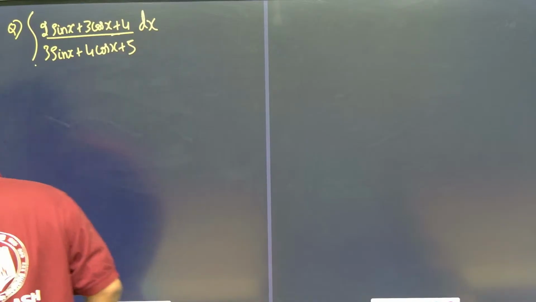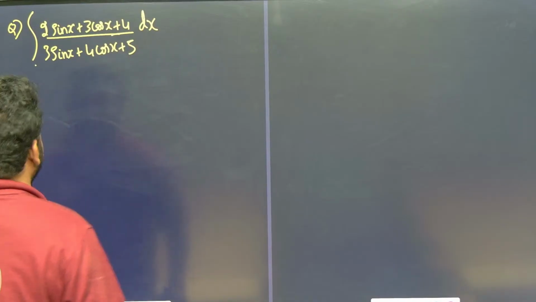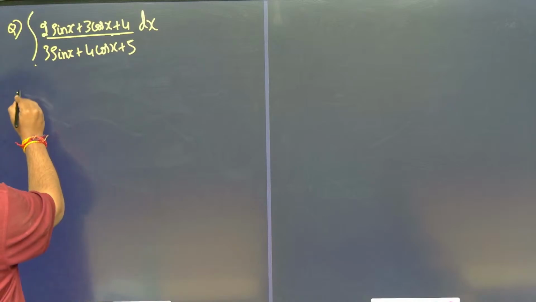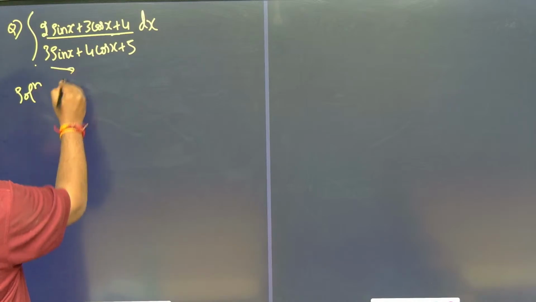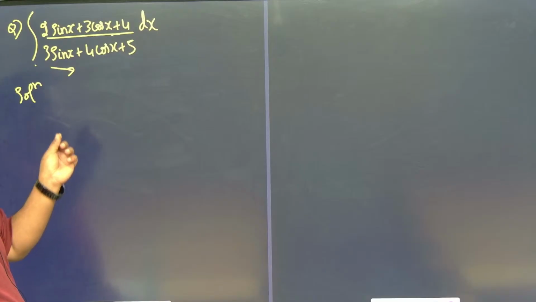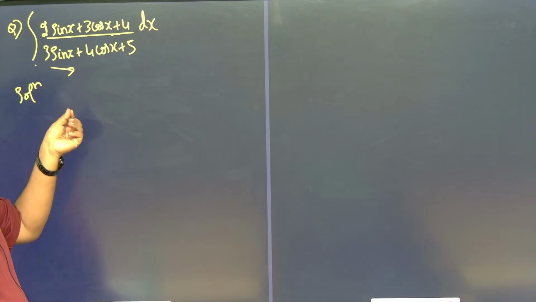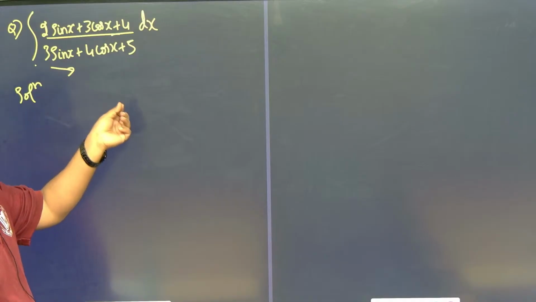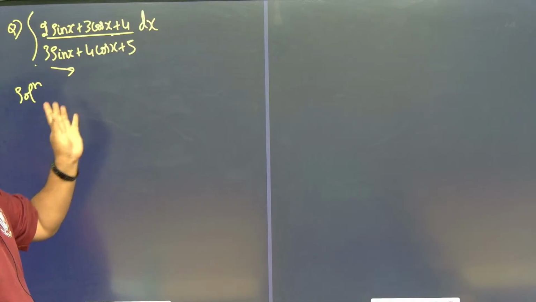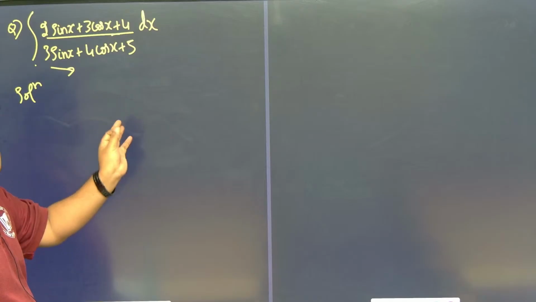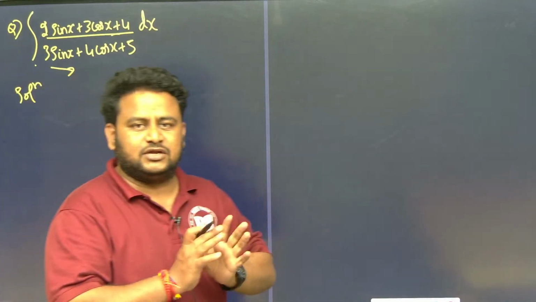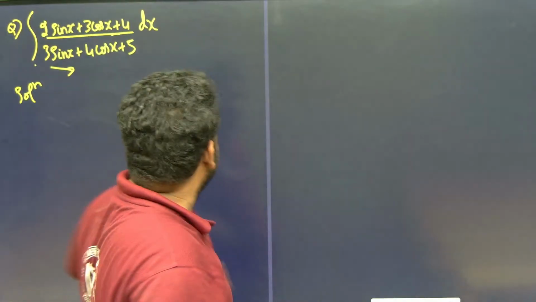So if I talk about the solution here, first of all, these are of which type? These are of the type A cos x plus b sin x plus c divided by d cos x plus e sin x plus f. For that, you will put the value for the numerator as a into d by dx of the denominator plus b into the denominator plus c. Correct? So let us do that.